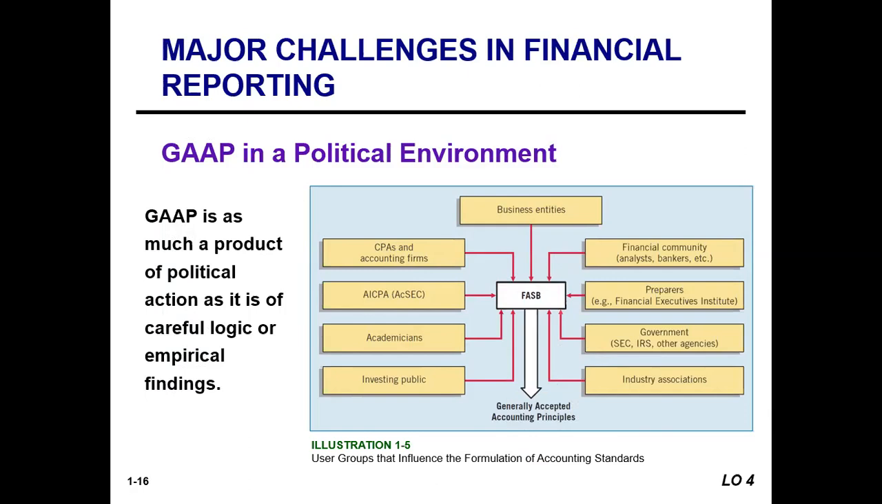So, FASB takes input from business entities, from the financial community, from certified public accountants and preparers, from government entities, from industry associations, from the public, from academia, from AICPA. Again, there are many different external factors involved in establishing generally accepted accounting principles. So it really is a very all-inclusive type of process, right? Because it includes not only one organization, but all of these organizations working together.